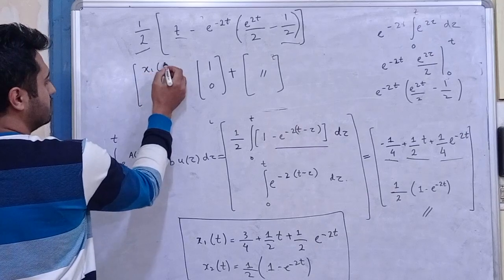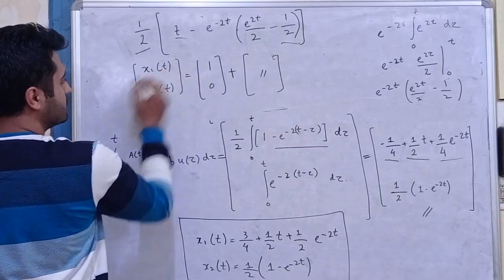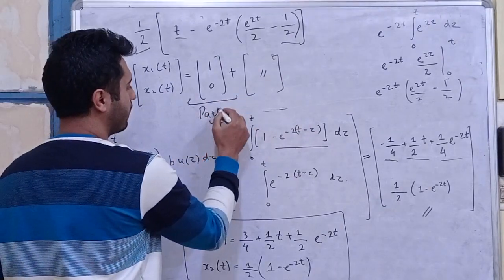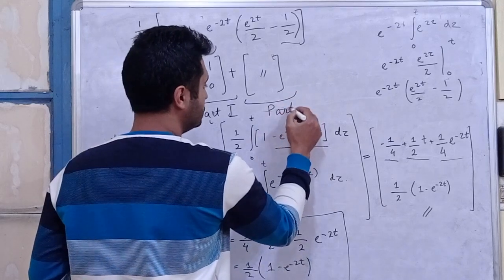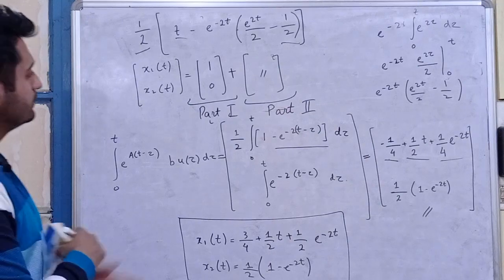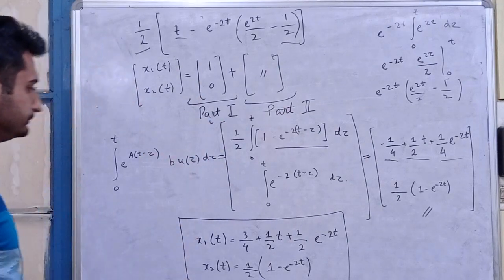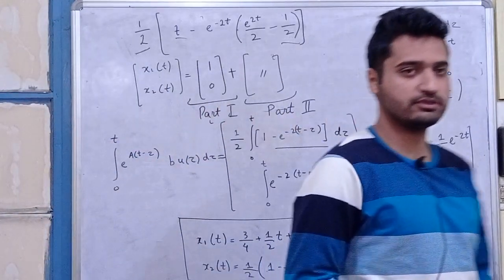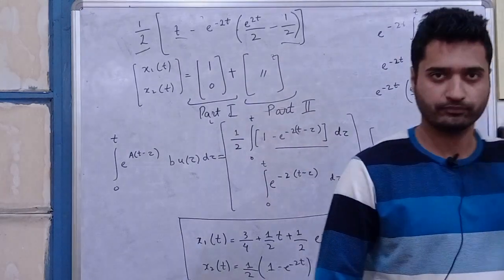Here x1 of t and x2 of t, because you have two components, it was a second order system. So this solution we got from part 1, and this solution we got from part 2 with a unit step input. Just add the two and then do it element wise, and you will get this kind of answer. This is how you solve a system having both homogeneous part and non-homogeneous part. We'll stop here.